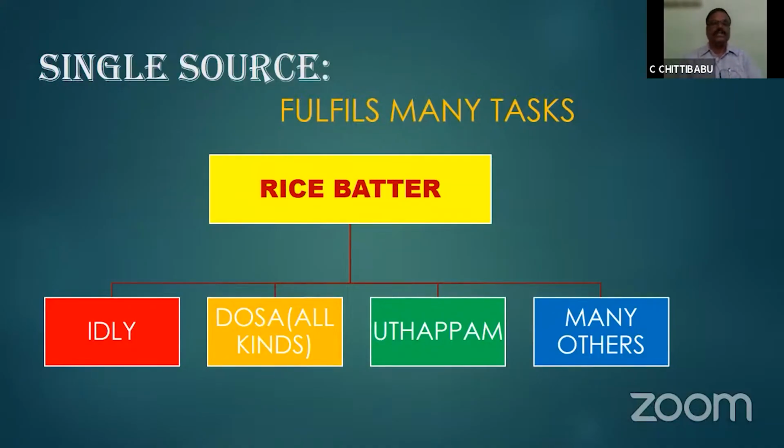You know that rice batter, that means there is nothing but starch powder mixed with some other things. From the same rice batter, mother makes idli, and by just changing the thickness of the batter, we can make dosa, we can make uttapam, and many other things can be made using this rice batter.